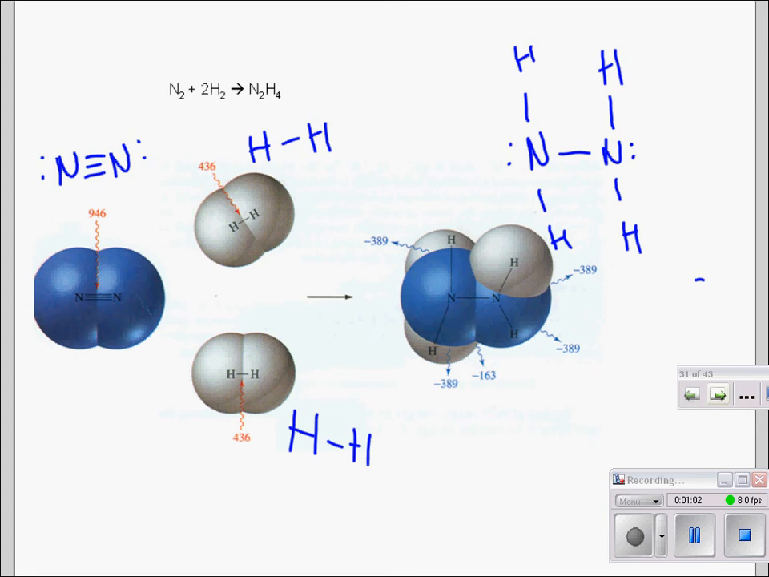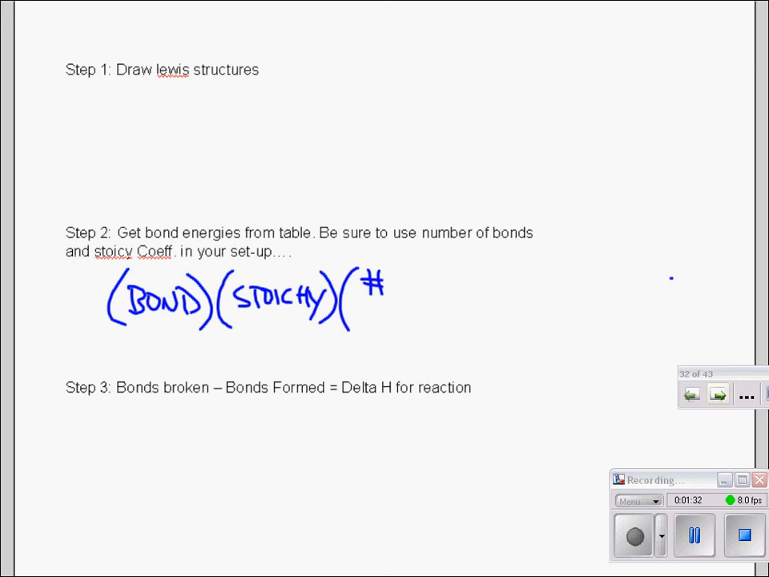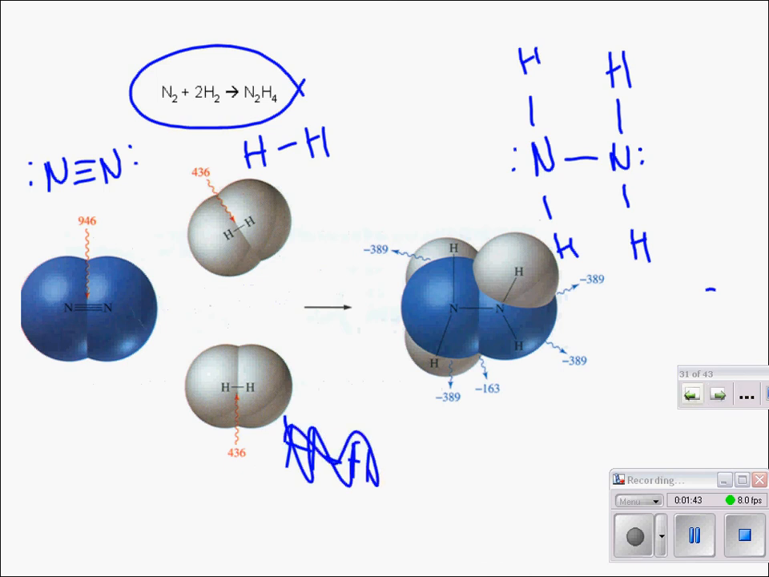So the first thing you have to do is draw the Lewis structures to figure out what bonds are present. I drew that using the Lewis structure technique that we learned. Then you go back and do this: first draw the Lewis structure, get bond energies from the table, and take the bond energy value for each particular bond, times the stoichiometric coefficient from the equation, and the number of bonds in one molecule. If you have two molecules, like I drew the H2 molecules on the previous slide, you're really only basing it on one Lewis structure, so you have to be careful.